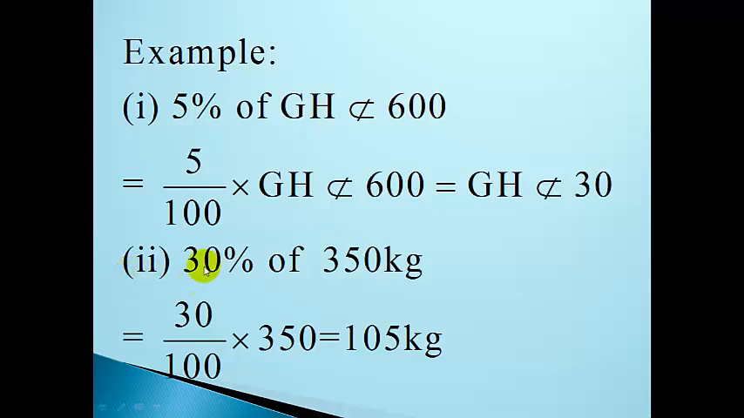Now 30% of 350 kilograms is equal to 30 divided by 100 times the quantity, that is 350. Now 30 divided by 100 times 350 is equal to 105 kilograms. This means that 30% of 350 kilograms is equal to 105 kilograms.